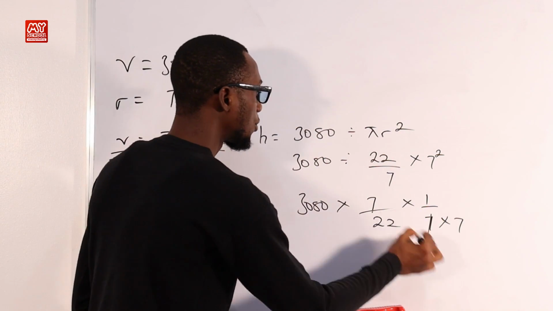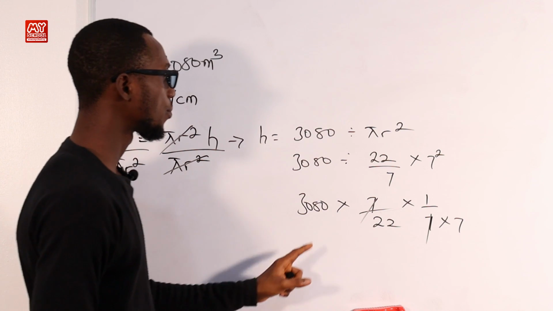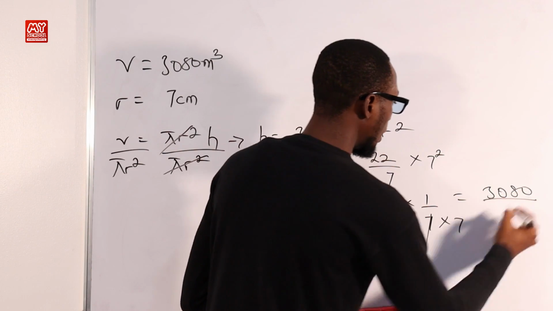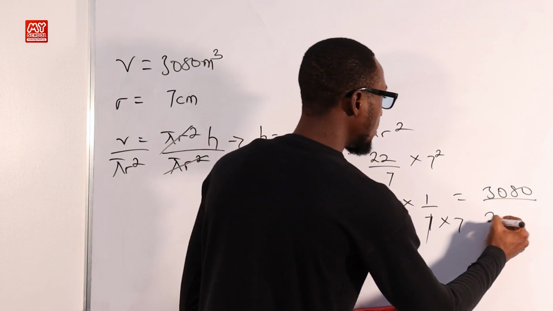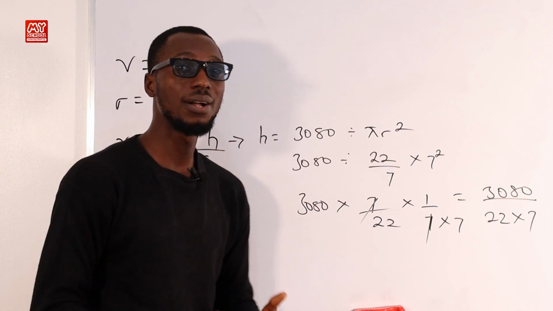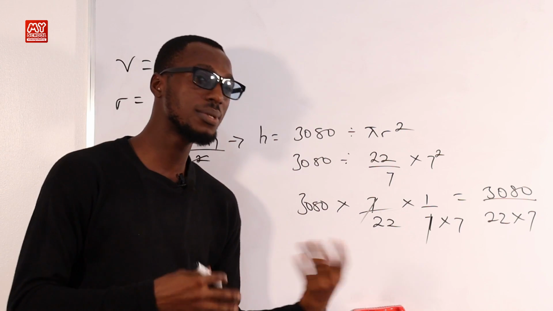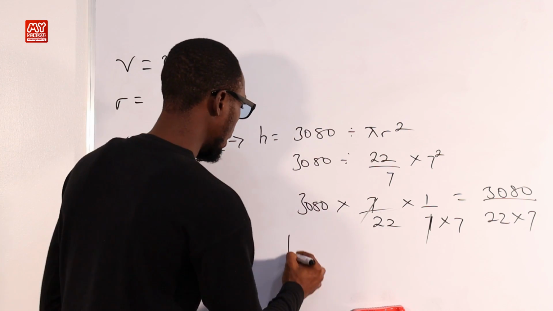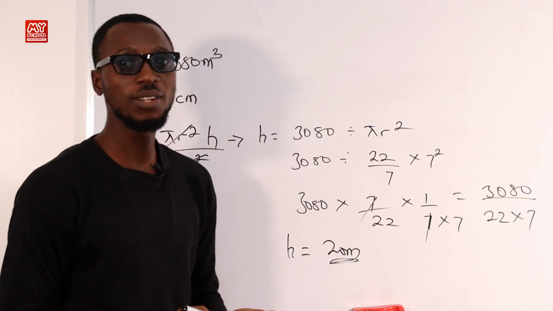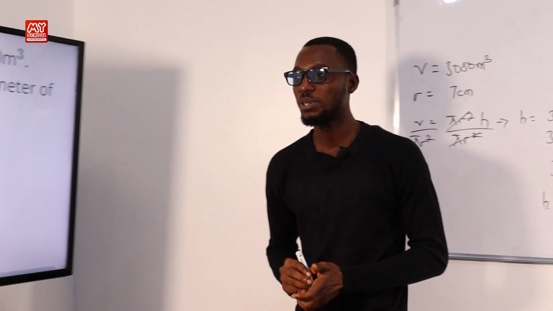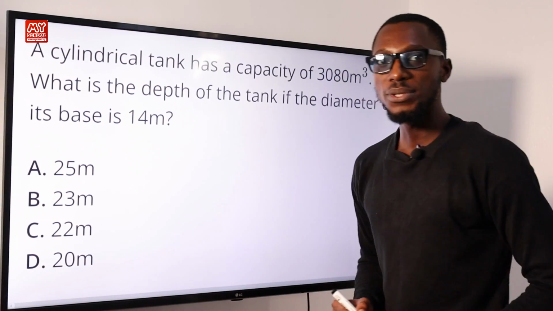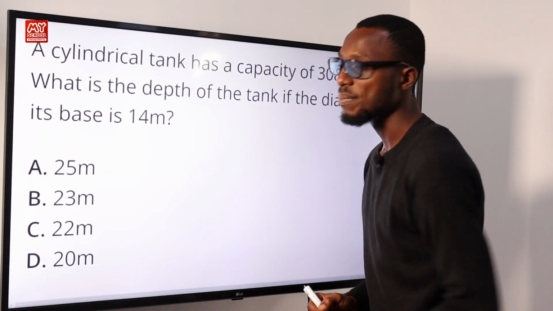Okay, so 7 strikes out 7. We are left with 3080 times 1, then we have 22 times 7. By the time we carry out this simple operation, what we should arrive at is roughly 20 or 20.005 or thereabout. So the depth we are looking for is roughly 20 meters. Let's go back to the screen and select the correct option. You look through all of these options and you would confirm that option D, 20 meters, is correct.